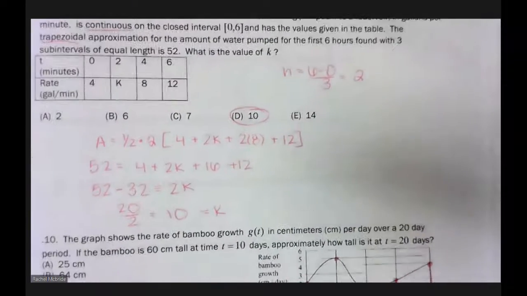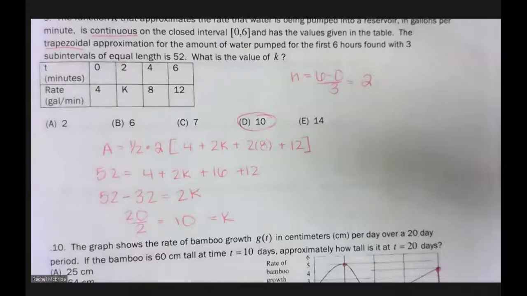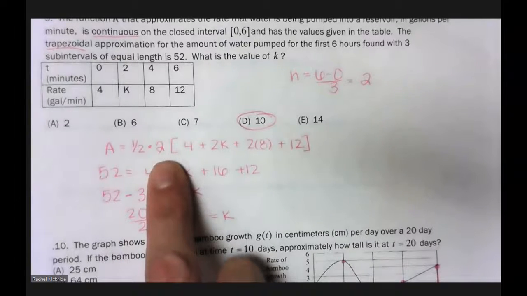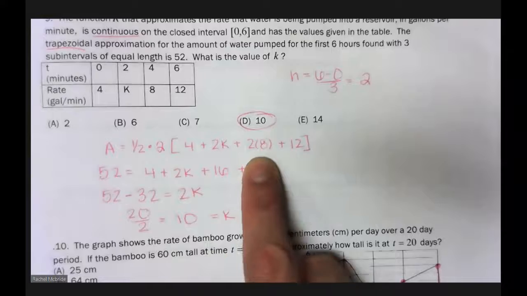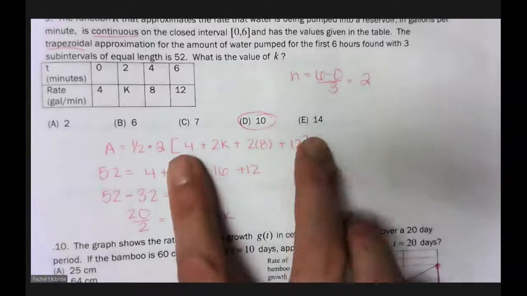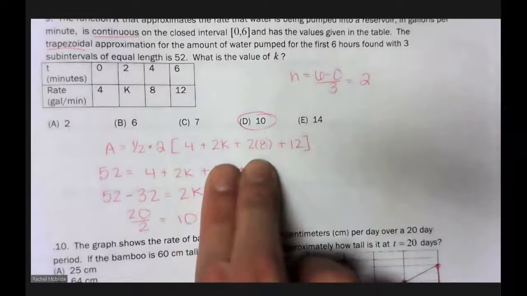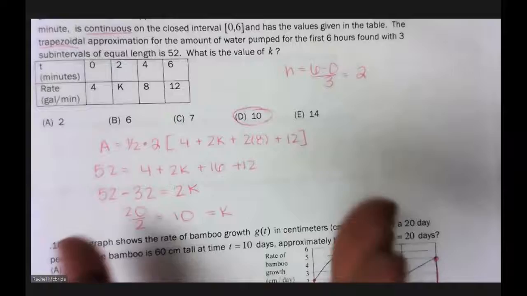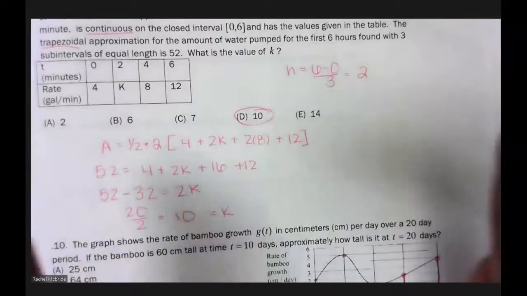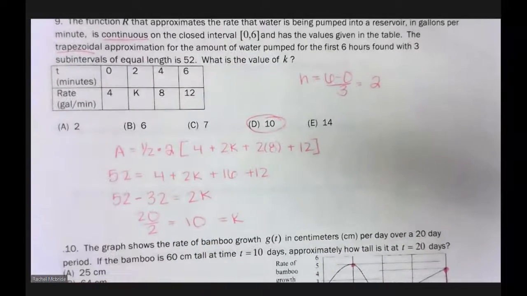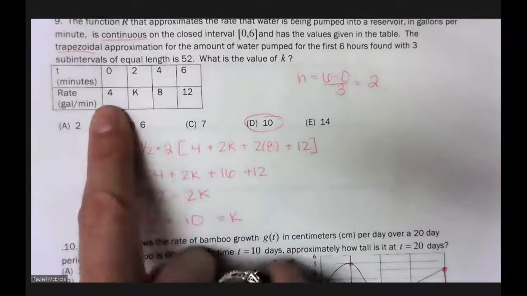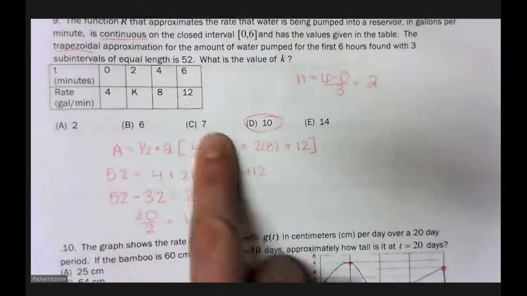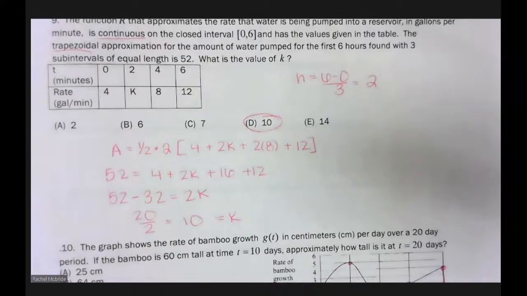Okay, and then 9 was a trapezoid. So 1/2 height, base 1 plus base 2 plus base 3 plus base 4, where your outsides are single and your insides are doubled because the trapezoid heights at those 2 points would repeat when we make our trapezoid. So it's that 1/2 times 2, and then 4, and then 2 times the middle, 2 times the middle, and then 12.